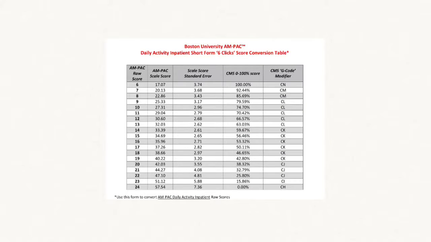Once you have your raw score, you use this number and the conversion table in order to fill out the rest of the form. So in Andrea's case, she had a raw score of 9. So you go down to 9 on the left under AMPAC raw score, and then you look across, which gives you your standardized score of 32.44, your CMS score of 76.07%, and your CMS modifier of CL.